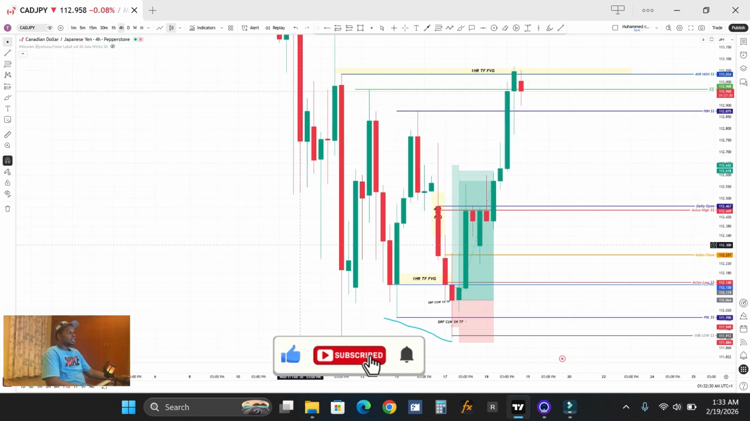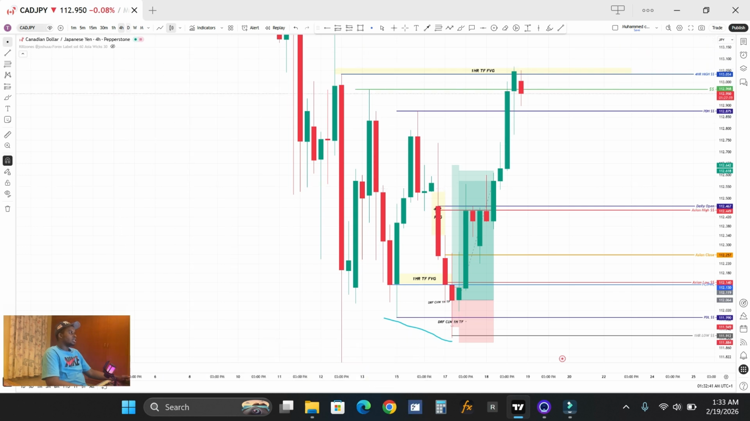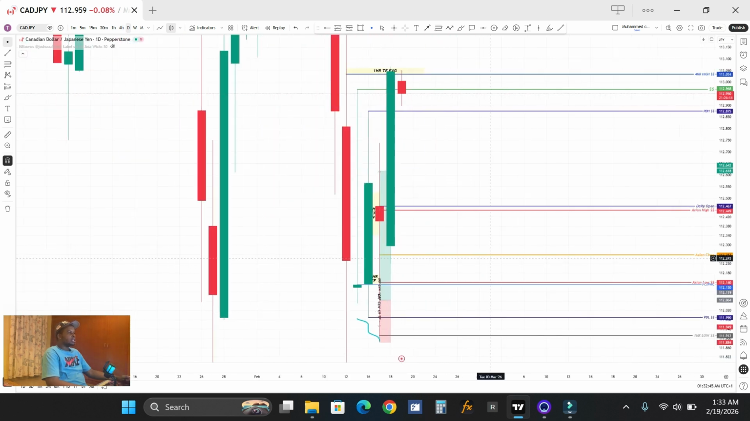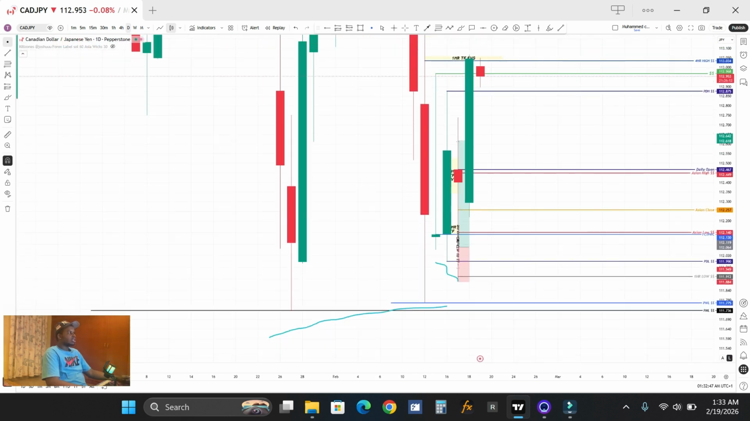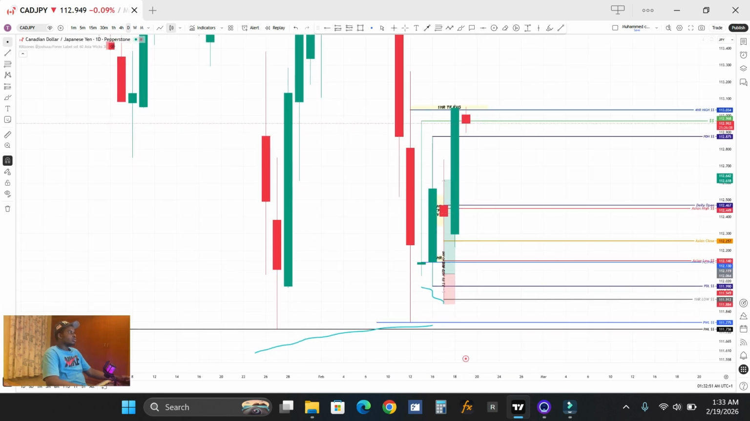So I'm actually here to give you a breakdown of the trade which I took on Cadjpy. So let's dive straight into business. As you can all see, this is the Cadjpy chart. So I will explain how and why I took the trade on Cadjpy.